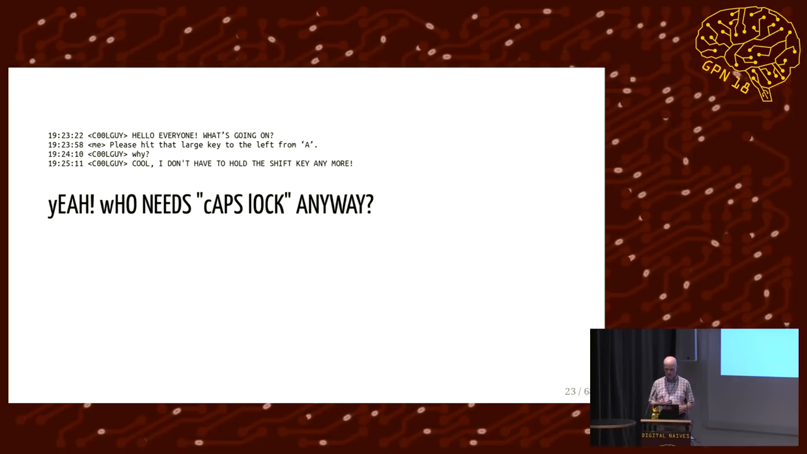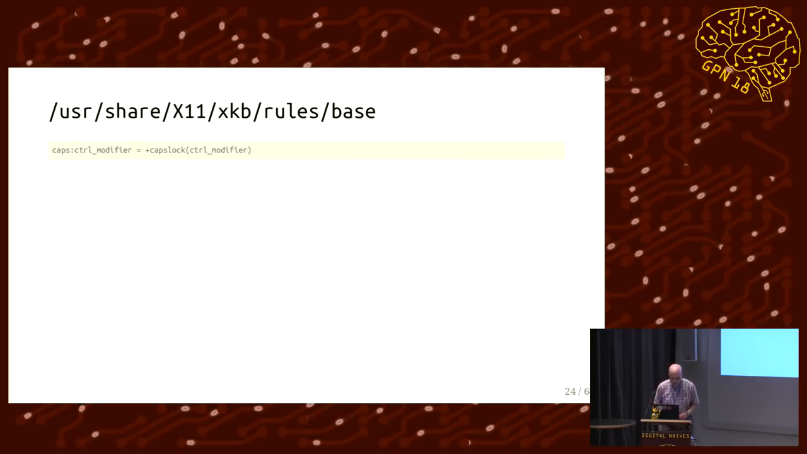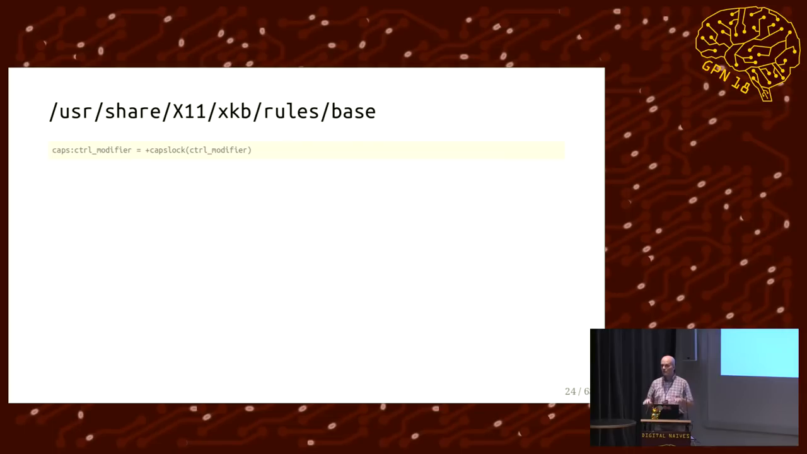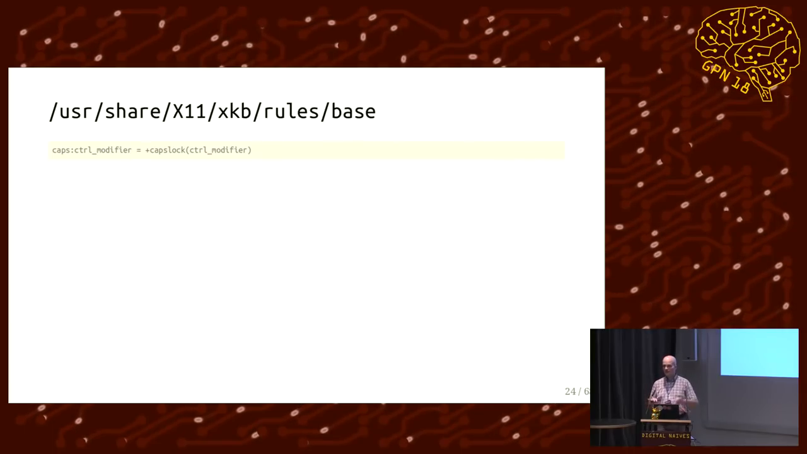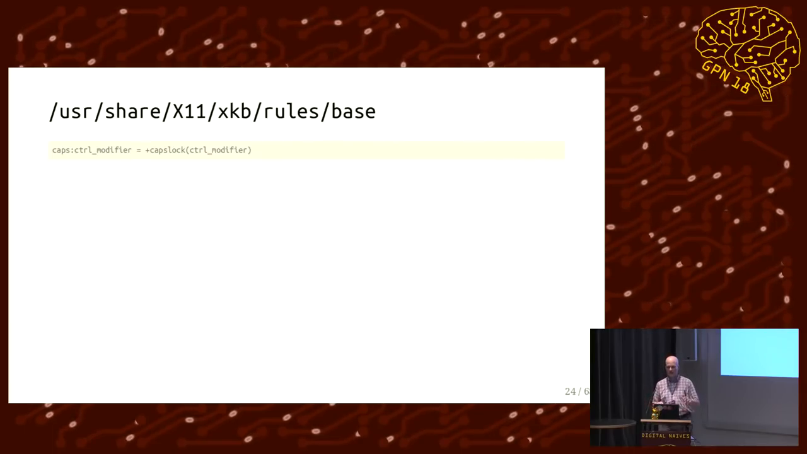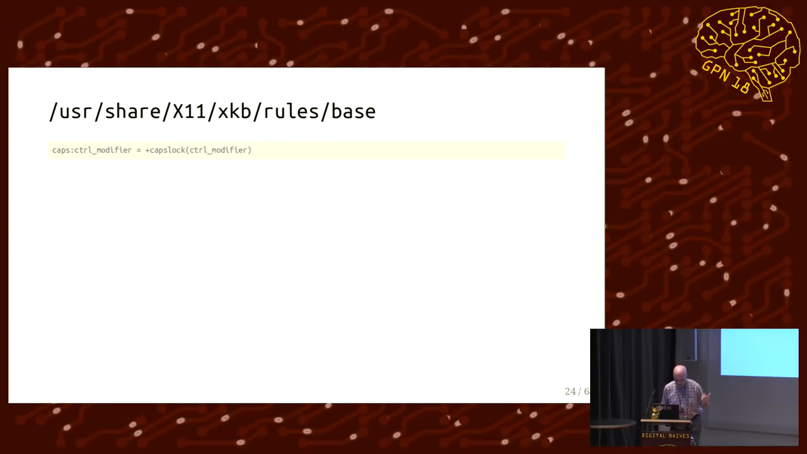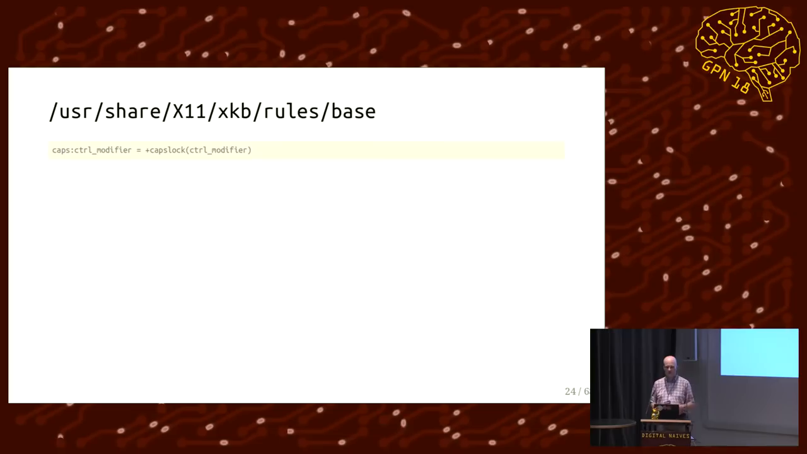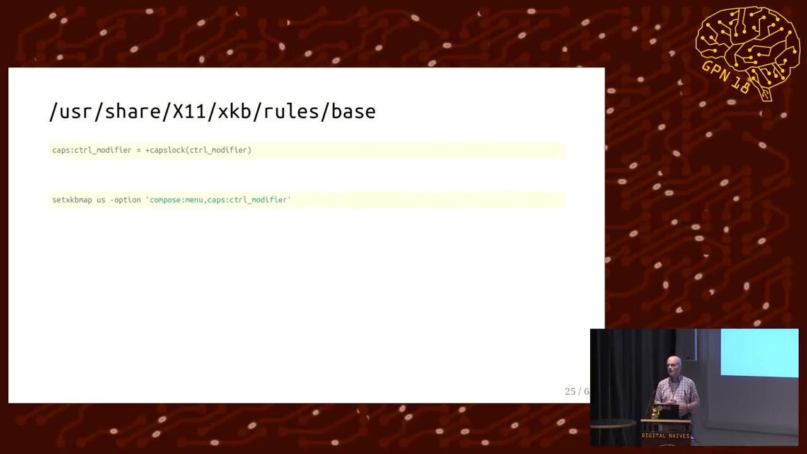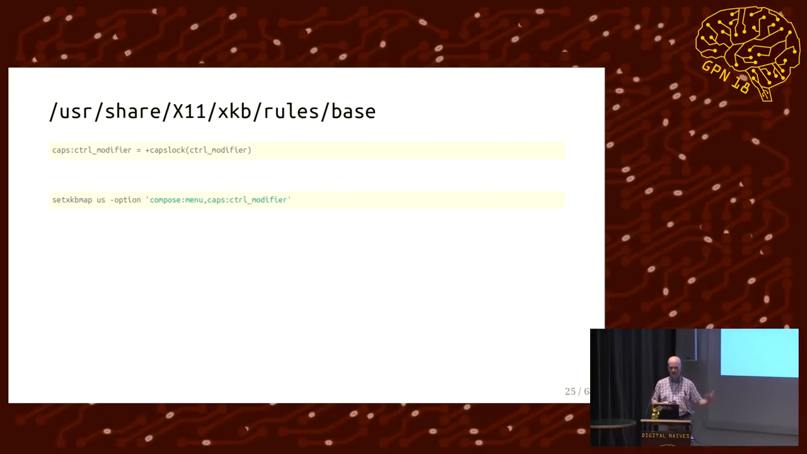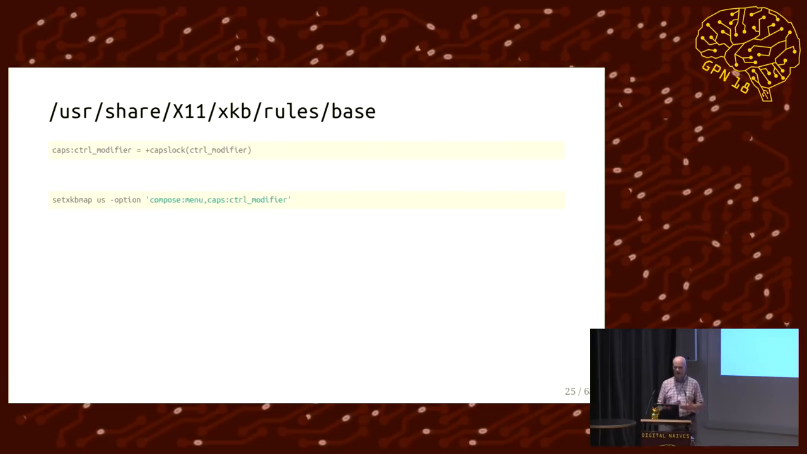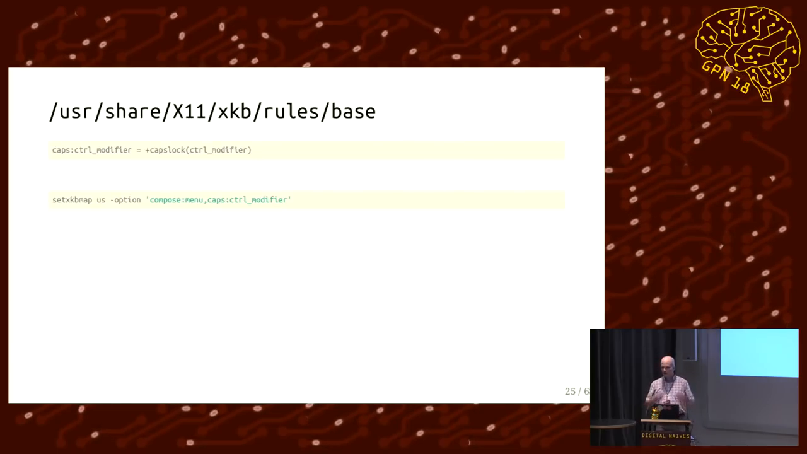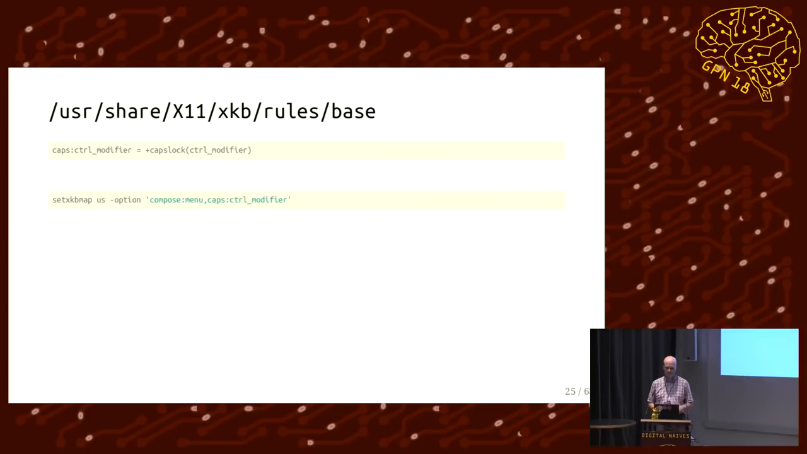How about making it control? Because the control is quite far, and if we remap our caps lock to control, we just find this in this same file, there are all the remaps that are available, and then in our setxkbmap, we just add to our compose, we add the caps control modifier, and our caps lock works like a control.